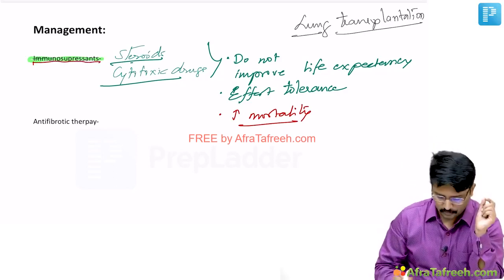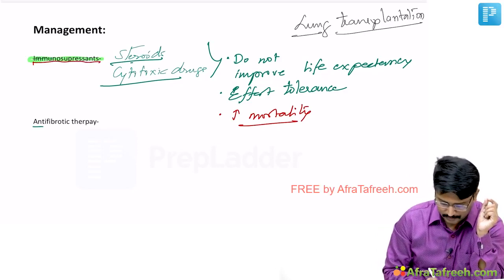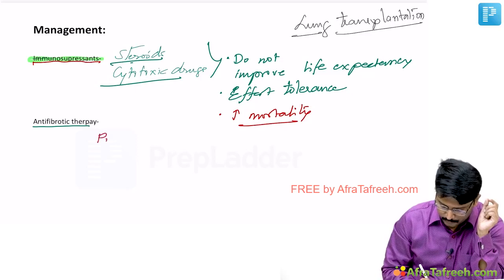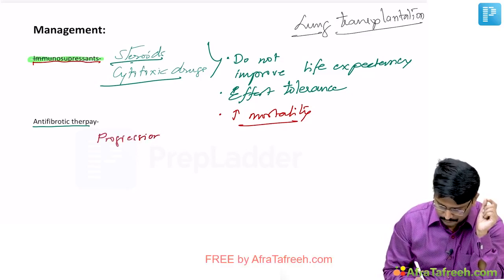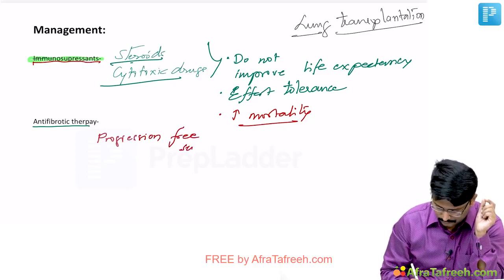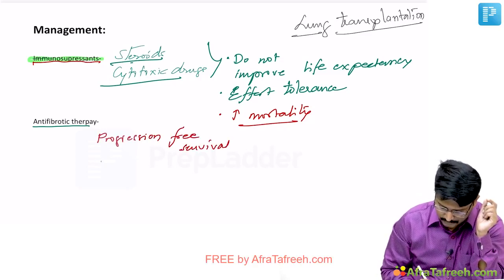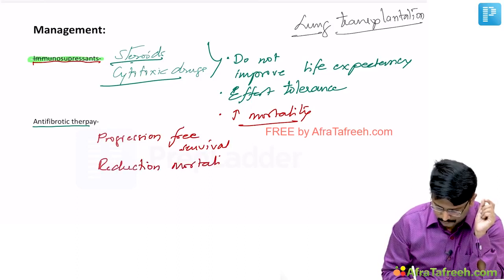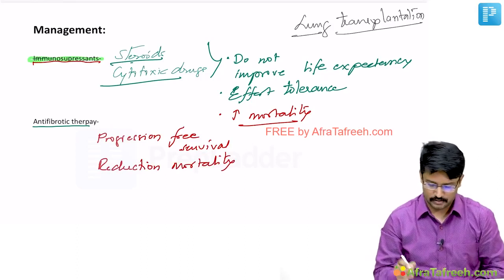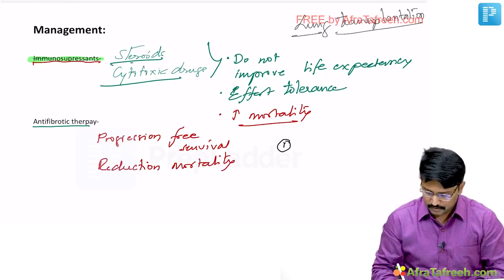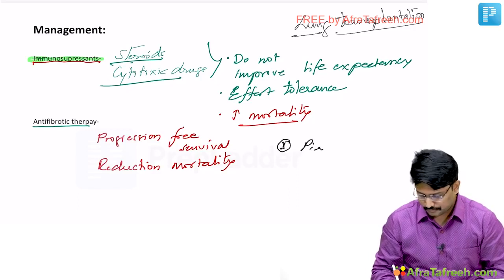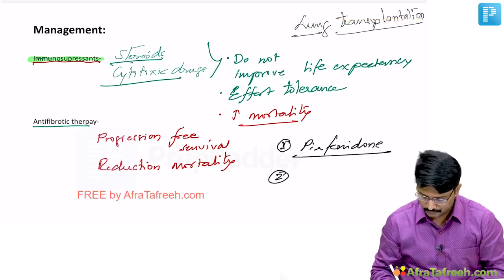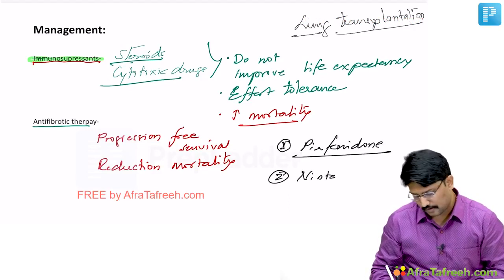But a newer class of drugs, which we call antifibrotic drugs, have shown benefit in the form of improvement in the progression-free survival and to some extent reduction in mortality. So there are two classes of drugs. First one, pirfenidone, and the second one is nintedanib.